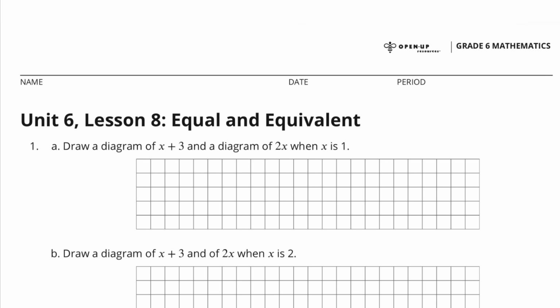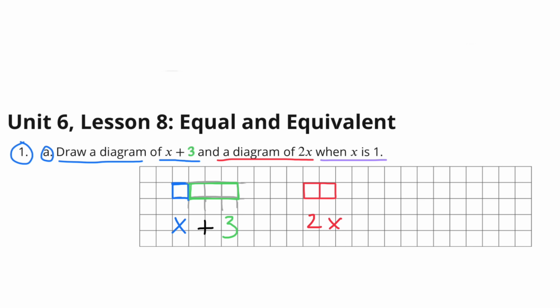Unit 6, Lesson 8, Equal and Equivalent. Number 1. A. Draw a diagram of x plus 3 and a diagram of 2x when x is 1.